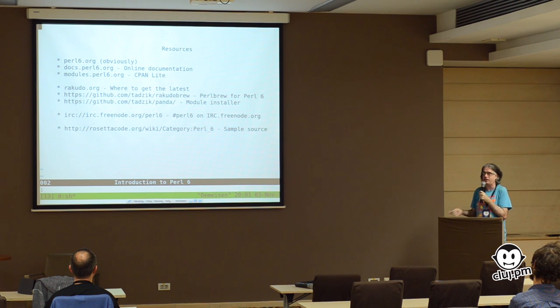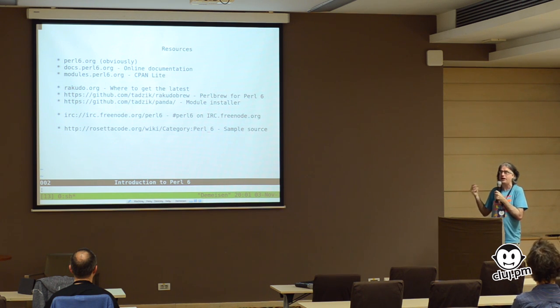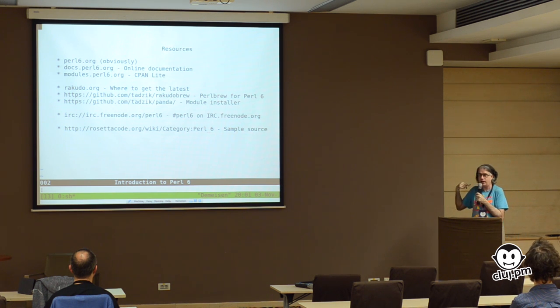And if you want to actually see live Perl 6 source, which I won't go into in too much detail, we can look at Rosetta Code, where we have roughly, I think right now, 200 to 300 problems, anything from math to puzzles to backtracking to basic algorithms to drawing fractals, available in Perl 5 and Perl 6 to take a look at.